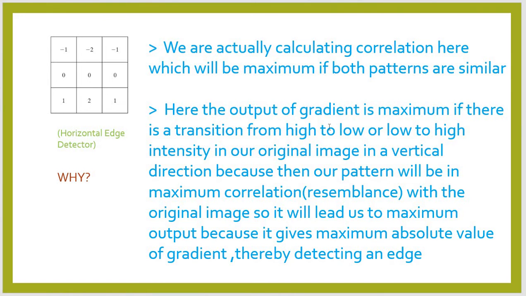Here the output of the gradient is maximum if there is a transition from high to low or low to high intensity in our original image in a vertical direction, in this direction, because then our pattern will be in maximum resemblance with the original image. So it will lead us to maximum output because it gives the maximum absolute value of gradient, thereby detecting an edge. Similarly, we have a vertical edge detector.